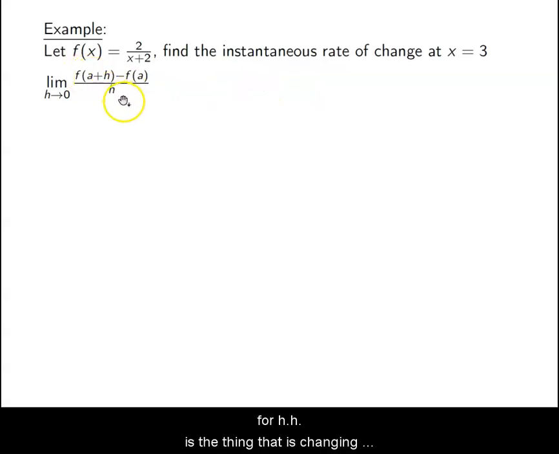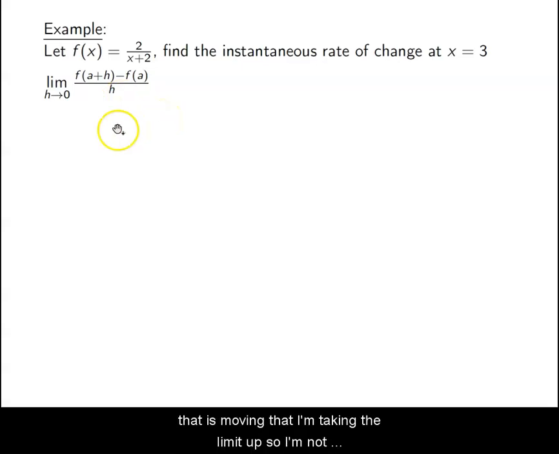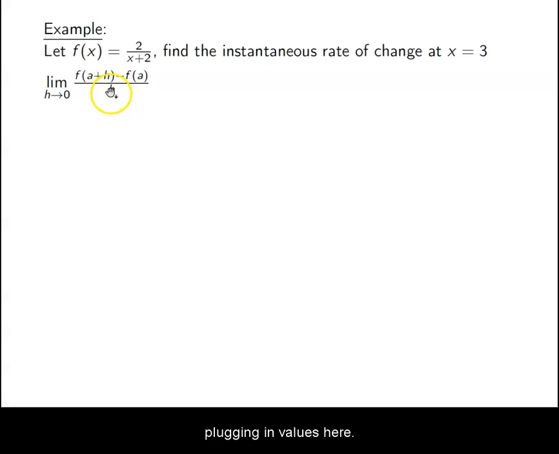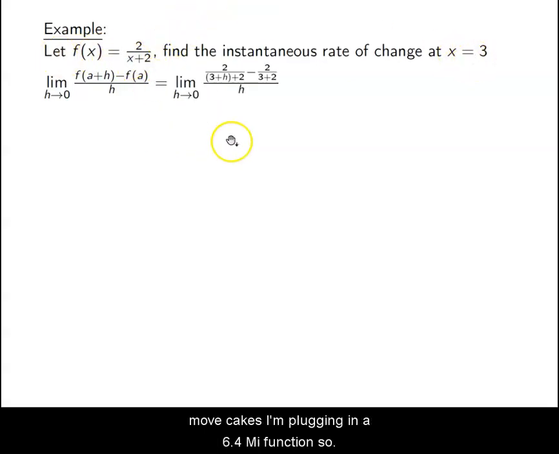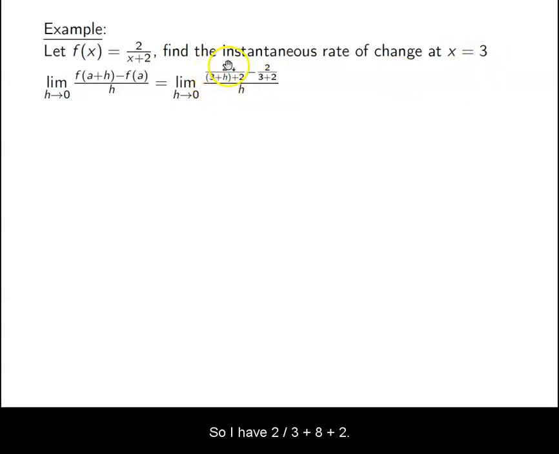I do not have a value for h. h is the thing that is changing, that is moving, that I'm taking the limit of. So I'm not plugging in values here. h is in this case the variable that's changing as I move. So I'm plugging in a fixed point for my function. So the limit as h goes to 0 of f of a plus h means that everywhere I see x, I replace 3 plus h, my a plus h. a is 3 in this case. So I have 2 over 3 plus h plus 2.